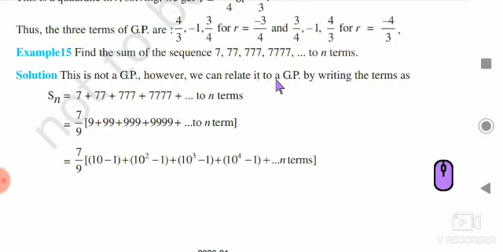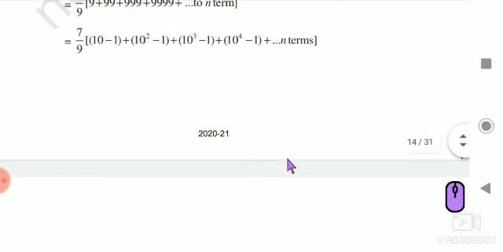However, we can relate it to a GP by writing the terms as Sn is equal to 7 plus 77 plus 777 plus 7777 plus so on up to n terms. Now by multiplying and dividing by 9, we get Sn is equal to 7 by 9. We take the common 7 outside, and multiply by 9 and divide by 9. We get 9 plus 99 plus 999 plus 9999 plus so on up to n terms. Therefore 7 by 9 outside, 9 can be written as 10 minus 1, plus 99 can be written as 10 square minus 1, plus 10 cube minus 1, plus 10 to the power 4 minus 1, plus so on up to n terms.